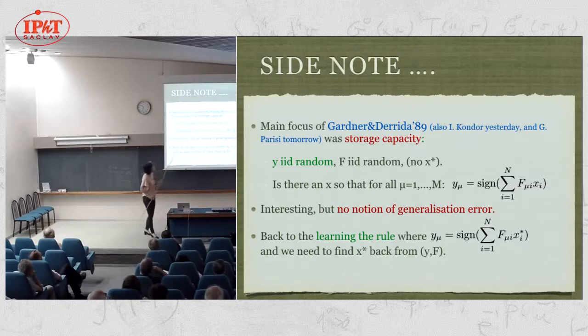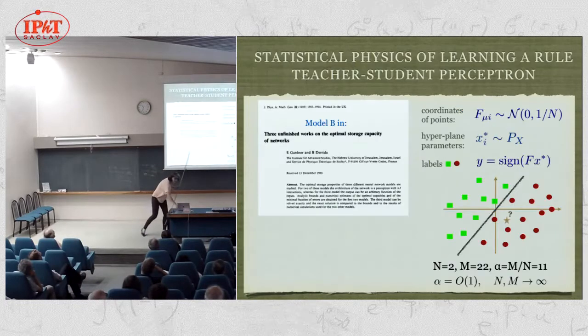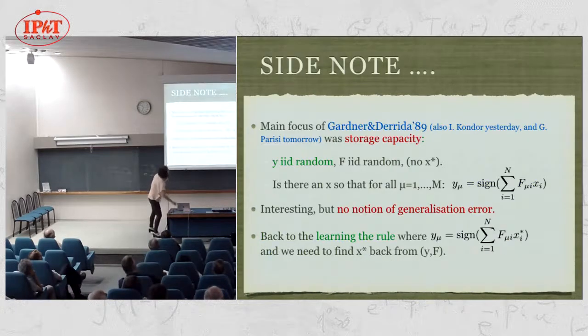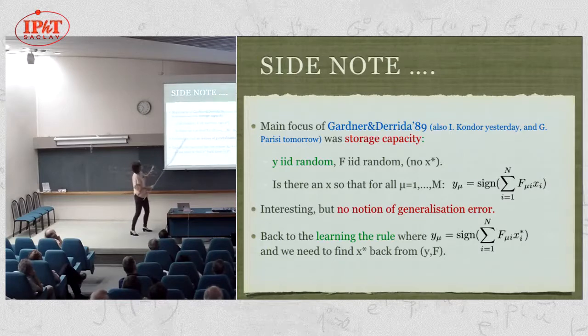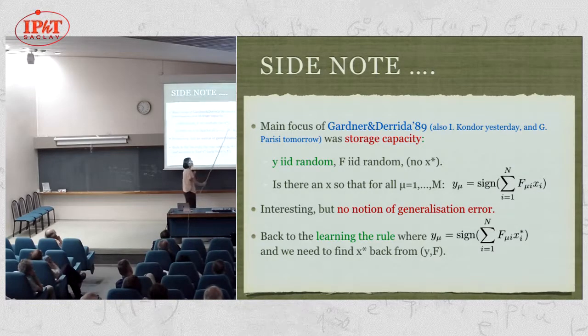So on a side note, this model, I will call it the teacher-student perceptron. On a side note, the original paper of Gardner and Derrida and many other papers, and also yesterday in Imre Kondor's talk, and I think also tomorrow in Giorgio Parisi's talk, there is a similar model but with a different question, the question of storage capacity, where you also generate a random matrix, but in storage capacity you generate a random vector y, and you're asking if there is an x so that these things are satisfied. Whereas here I have this X star that generates Y, and then I'm trying to find the X star back. And these are two different problems.